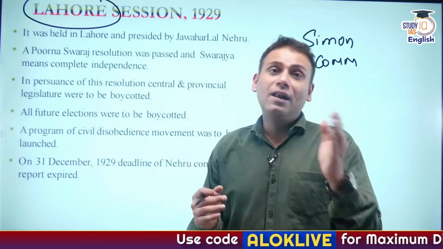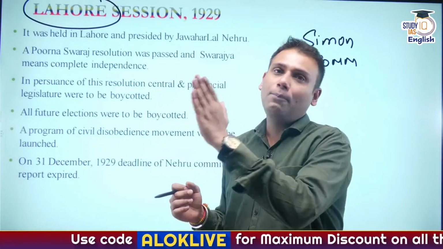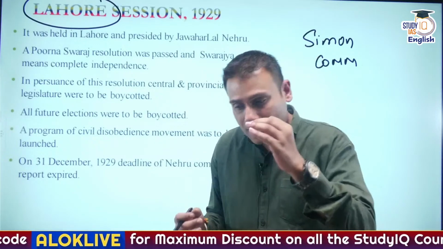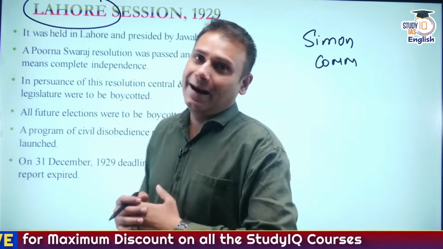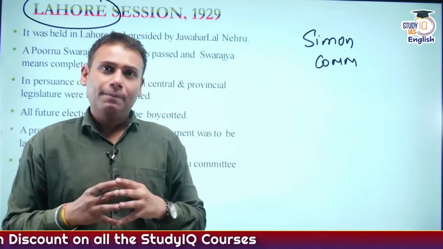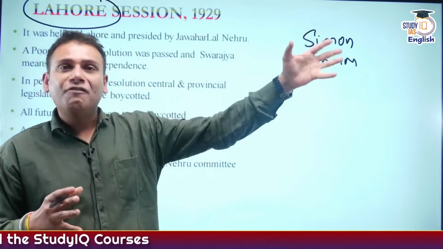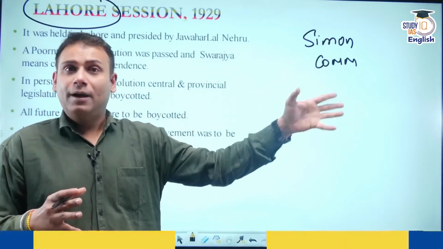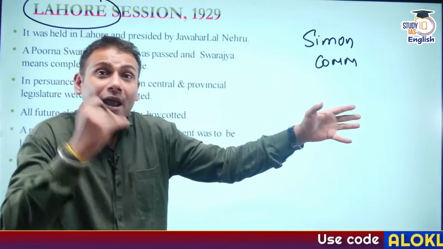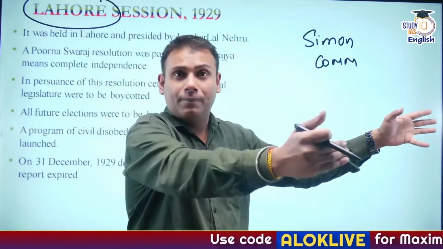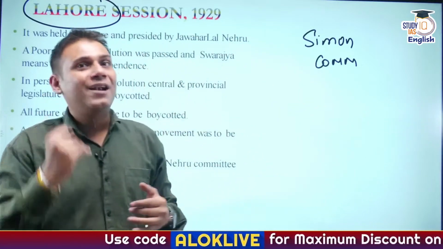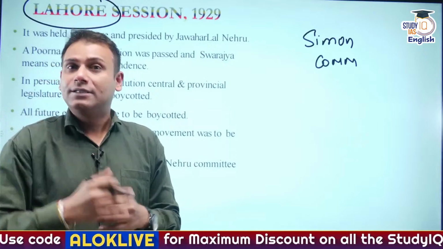there came the Nehru Report and Jinnah's 14-point plan. At that time, Lord Birkenhead was the Secretary of State for India. And the government in England was a conservative government, which wanted to delay the process of transfer of power. They were not interested in transferring power to Indians.